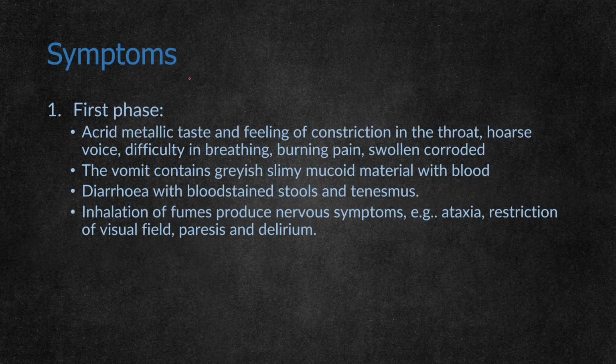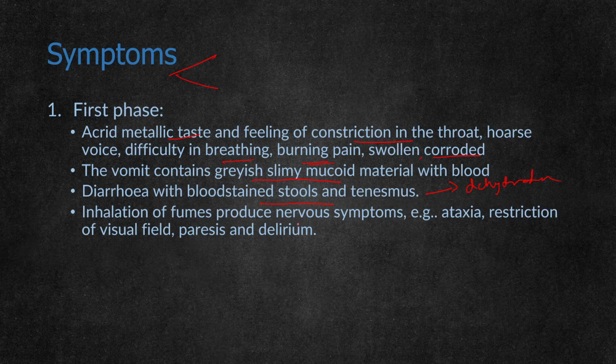Coming to symptoms, it appears in two forms: first phase and second phase. In the first phase, the person who consumes it has an acrid metallic taste, a feeling of constriction in the throat, hoarse voice, difficulty in breathing, and burning pain, and the GI tract is swollen and corroded. The vomit contains mainly a grayish, slimy mucoid material, with diarrhea and blood-stained stools, which may continue and, if so, lead to dehydration.